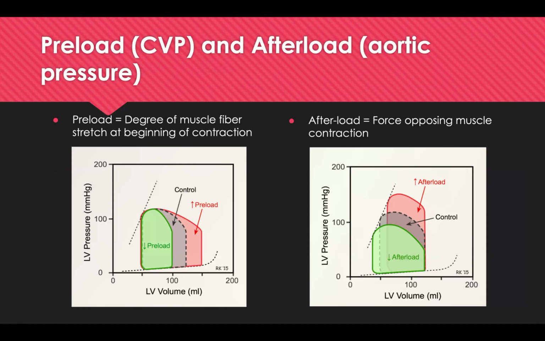Another principle to be aware of are the principles of preload and afterload. So preload is similar to the Frank-Starling effect and describes the muscle fiber stretch at the beginning of contraction. And the afterload is the force opposing the muscle contraction. So in the aorta, how much blood volume there is. If there's a higher afterload, then for a given pressure of the heart, less blood will be pumped out. And that's represented there in those graphs.